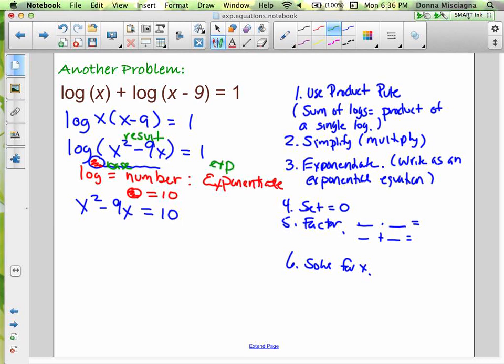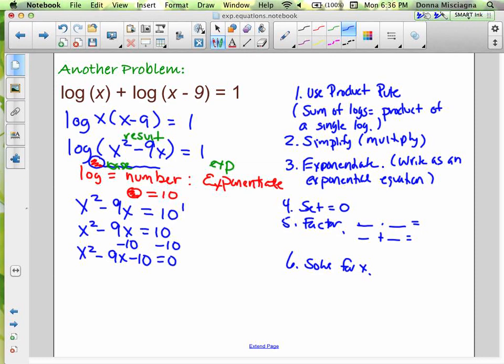So base, which is 10, raised to a power, which is the first power, equals our result, x squared minus 9x. In other words, when you raise 10 to the first power, what do you get? You get x squared minus 9x, according to that equation. So 10 to the first power, that's just 10. So we have x squared minus 9x equals 10. And now we need to set it equal to 0 anytime we're solving a quadratic equation. So if we subtract 10 from both sides, we have x squared minus 9x minus 10 equals 0.